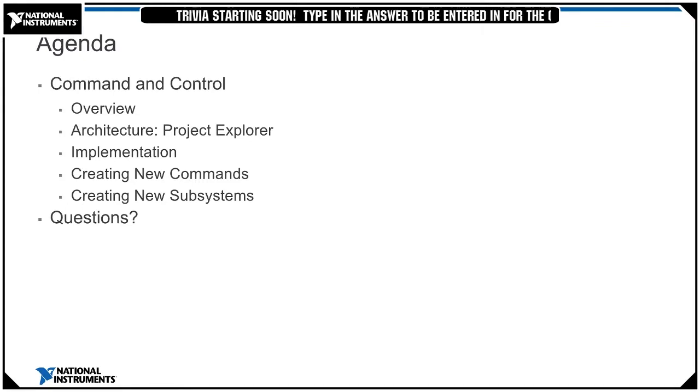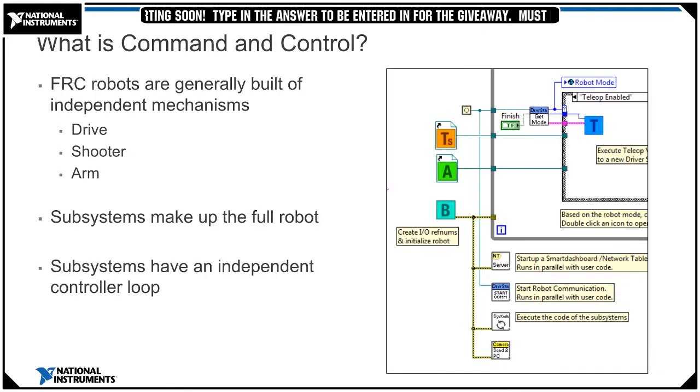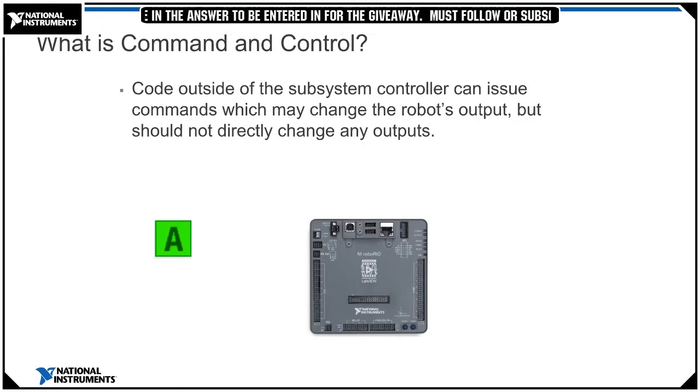So what we're going to cover today is really just command and control. We're going to do it through an overview, look at the architecture of the Project Explorer window, because that gets a little more complicated. How do you implement a subsystem? How do you create new commands? And how do you create your own subsystem? And we'll take questions at the end after that software demo, or kind of along the way if you want to sprinkle them in. So, looking at what is command and control.